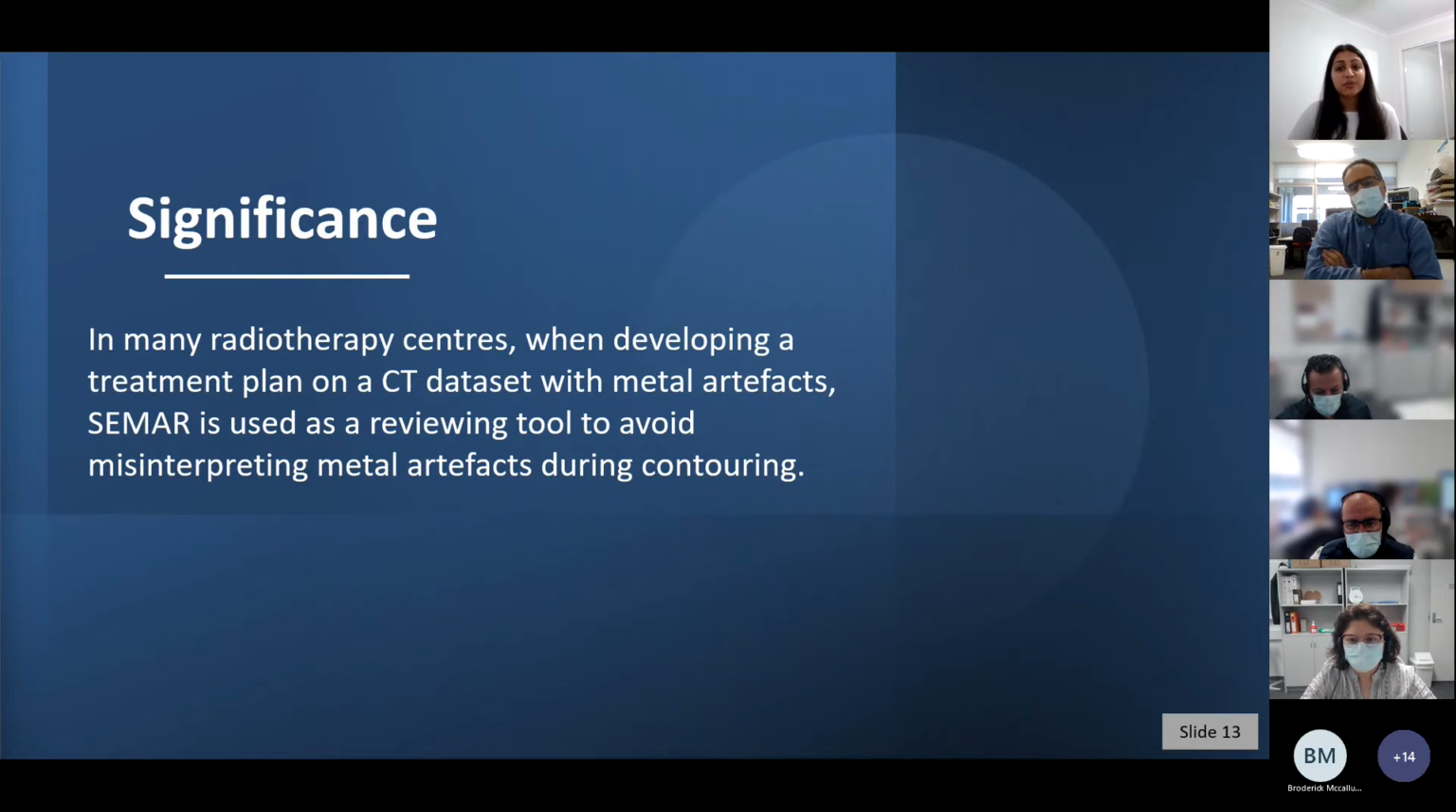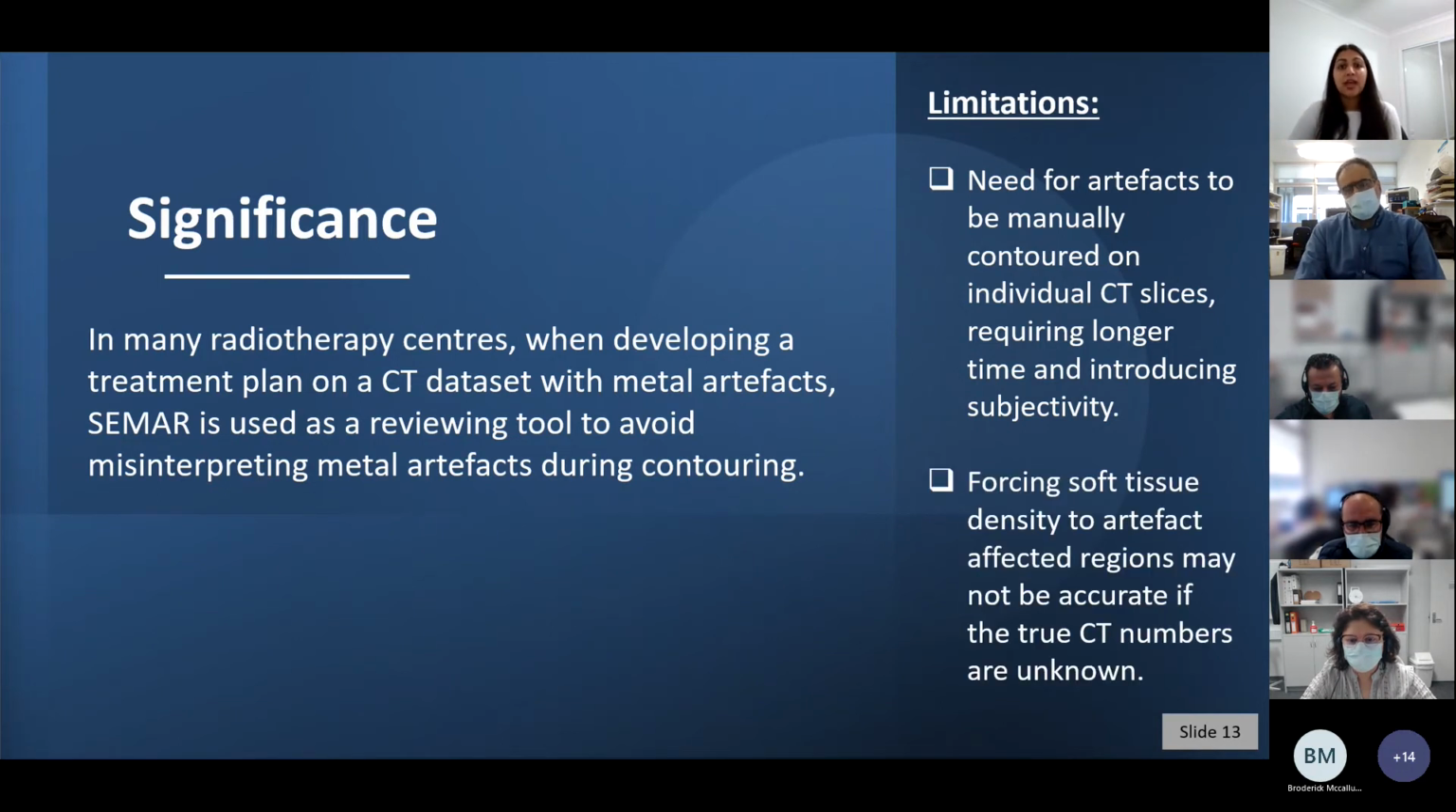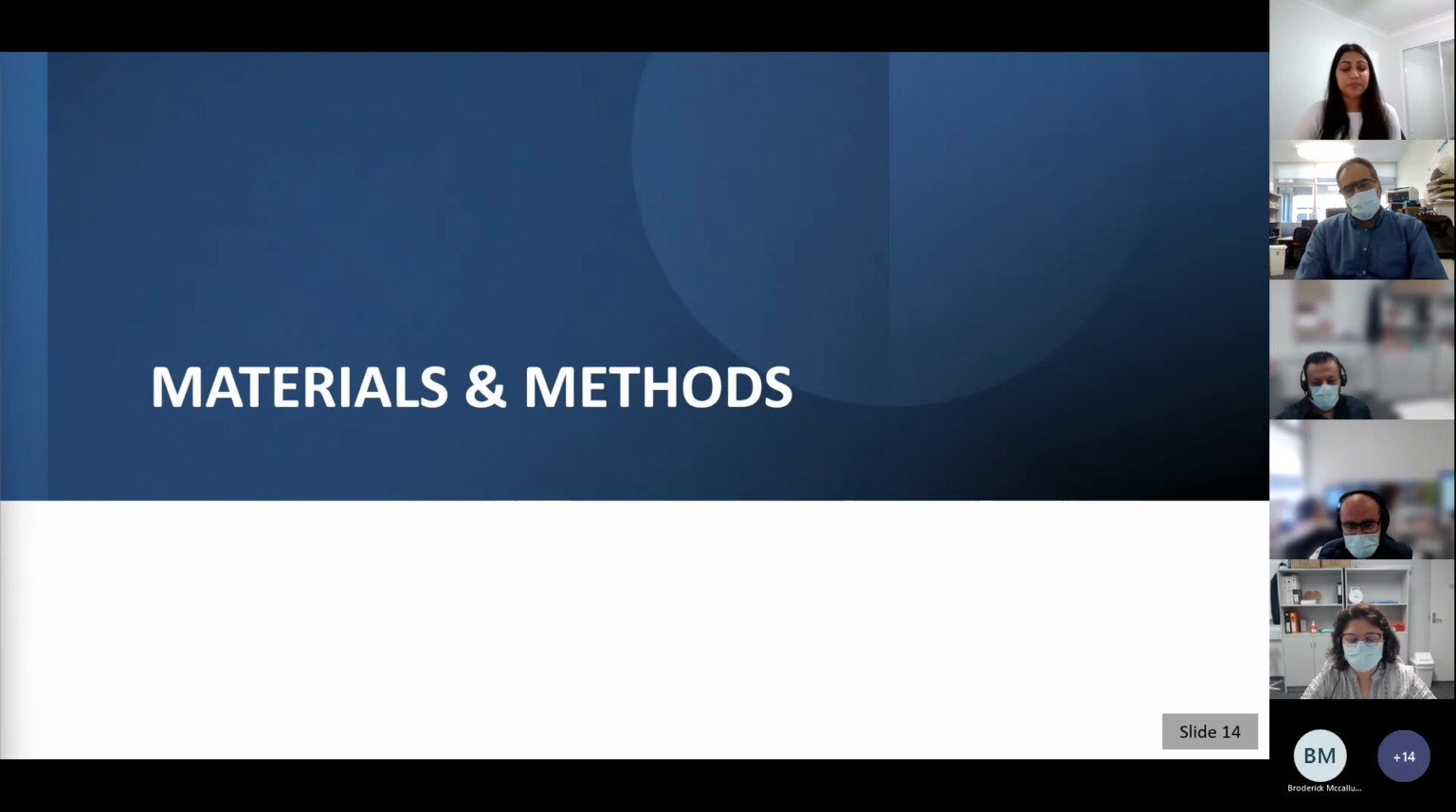And this method, however, has limitations, including the need for artifacts to be manually contoured on individual CT slices, which requires longer time and also introduces subjectivity. Also, forcing soft tissue density to artifact-affected regions may not be accurate if the true CT numbers are known, which introduces systematic uncertainty. So moving on to the materials and methods now.